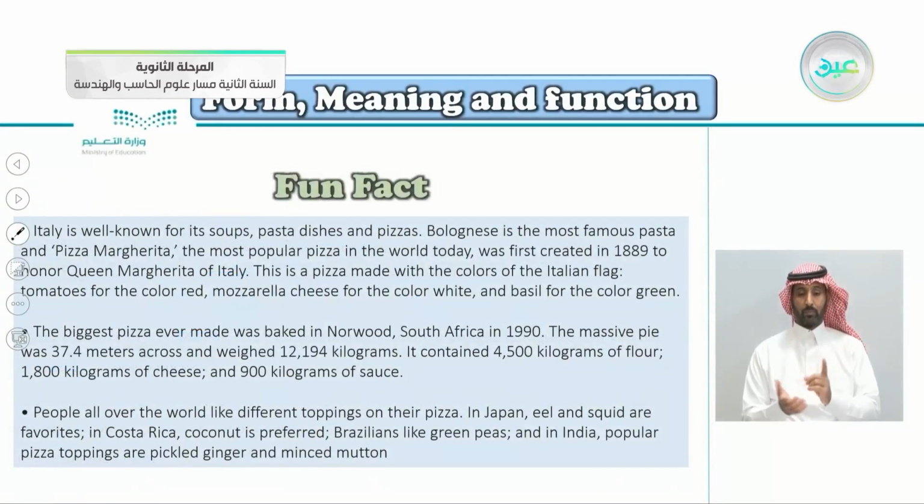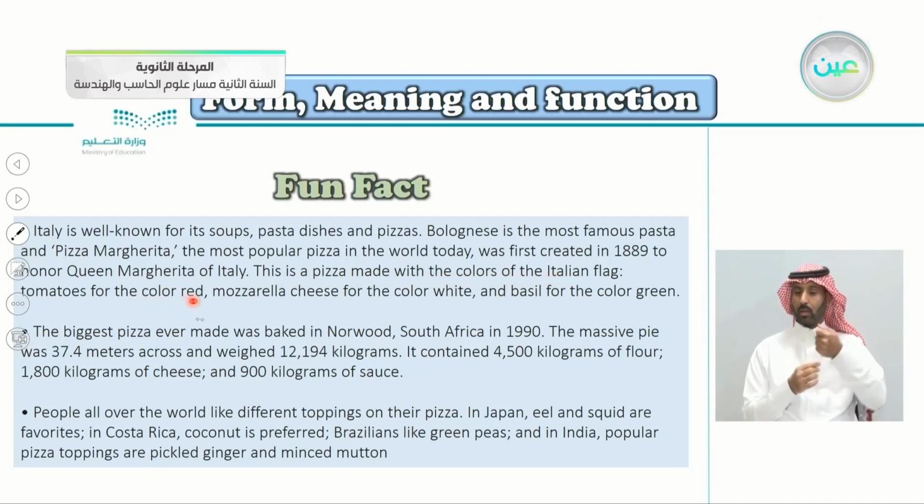Here's a fun fact for you. Italy is well known for its soups, pasta dishes, and pizzas. Bolognese is the most famous pasta, and pizza margherita, the most popular pizza in the world, was first created in 1889 to honor Queen Margherita of Italy. This is a pizza made with the colors of the Italian flag.